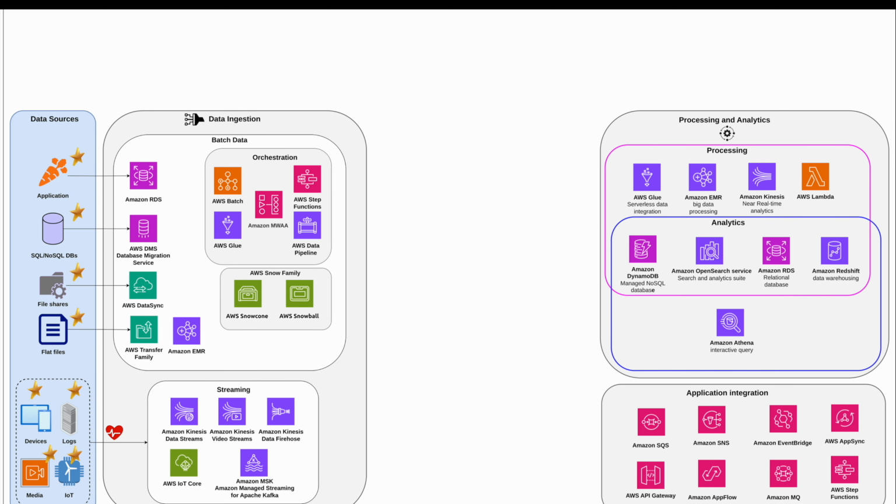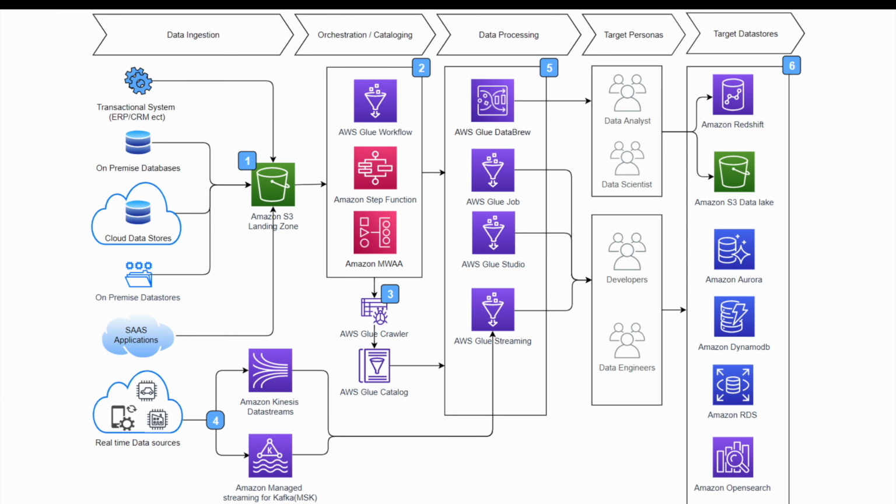Glue, as was mentioned, is a fully managed extract, transform, and load service that simplifies preparing and moving data from various sources to data stores for analysis and machine learning. Let's jump to the schema and look at the architecture patterns where we use services from the Glue product family to build data pipelines. Here data is extracted from various sources, including transactional data sources such as customer relationship management, enterprise resource planning, on-premises databases such as Oracle, SQL Server, on-premises data stores, and SaaS applications such as Salesforce.